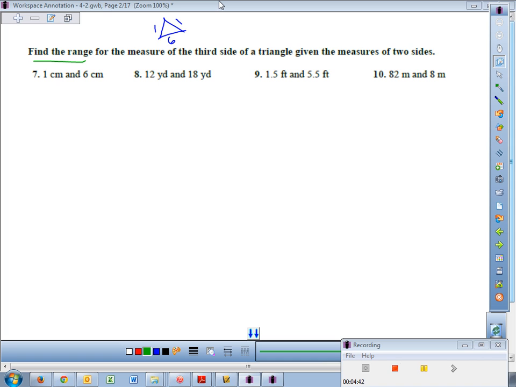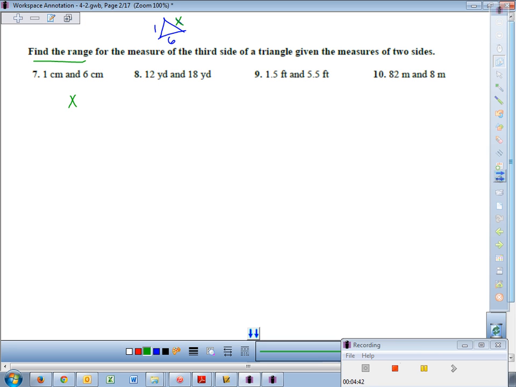Would you agree that there are numbers that are just too small for this side and numbers that are too big? So how many boundaries do we really have? 2 boundaries. Here's what we'll do. Our third side, we're going to call it x every single time. Start with an x, and it's in the middle of your answer right there.